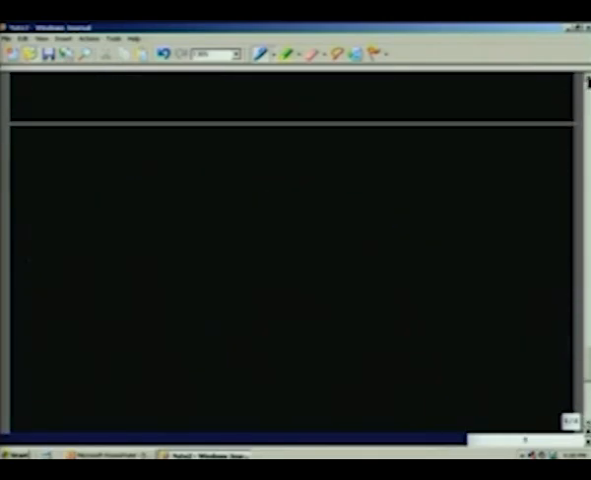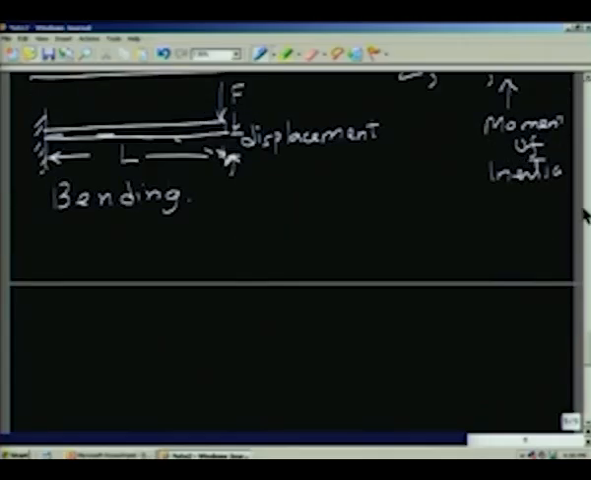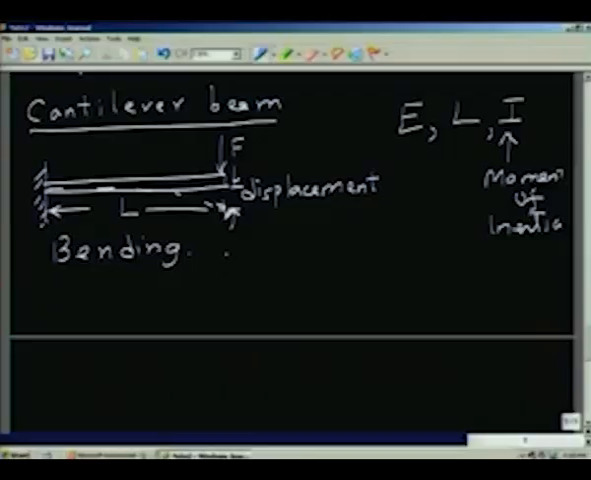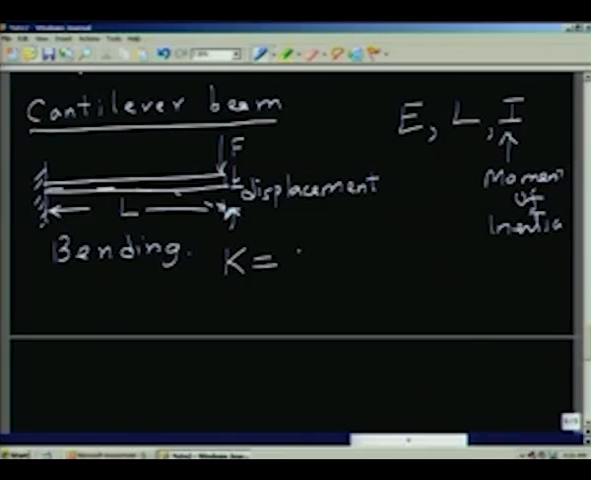So, what I am showing is the case of a cantilever beam. The Young's modulus E, the length of the beam and the moment of inertia are going to determine the spring constant, and the formula is K, the spring constant, equal to 48 EI by L cube. Again, you see that the moment of inertia is in the numerator. The longer the length, the less stiff it is, as you can see, the length is in the denominator.